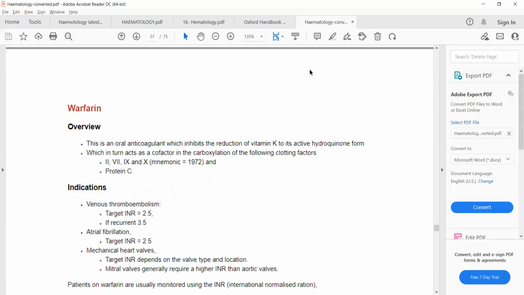So this was all about some bleeding disorders. Now we will discuss bleeding due to some drugs. Warfarin can lead to bleeding, heparin can lead to bleeding, low molecular weight heparin can lead to bleeding. So we will discuss a short mechanism of these drugs and how to treat their toxicity one by one.